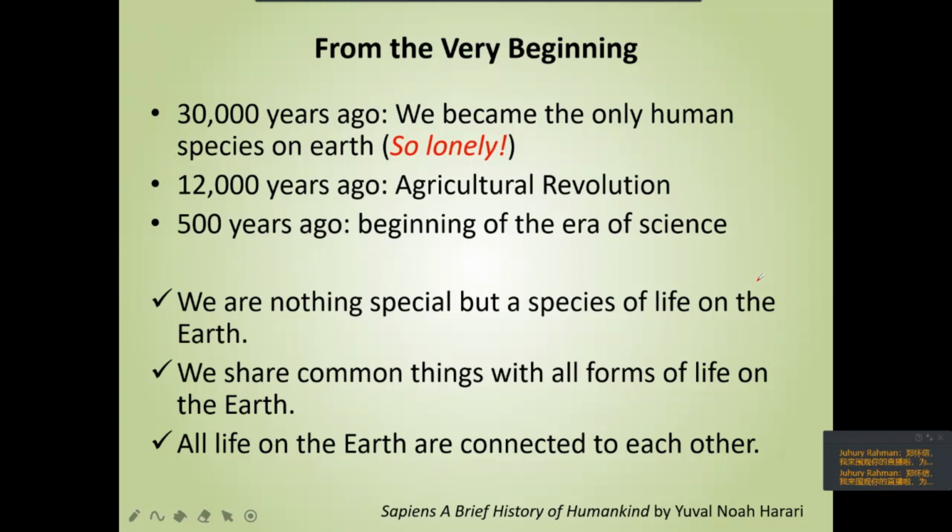So through this big history, we just want to learn the point that we human beings are nothing special but a species of life on Earth. There are a lot of different species of organisms, of lives on Earth, and we human beings are just one of them, but nothing special. We share common things with all forms of life on Earth. We share the common genetic material, and we share similar gene sequences with all the other lives. So all life on Earth is connected to each other, not only within human society, but within the whole world, including other species of life.